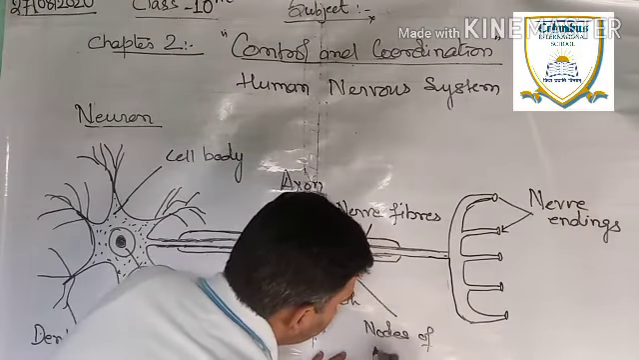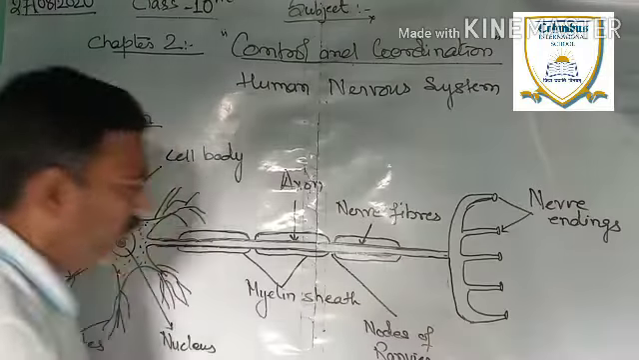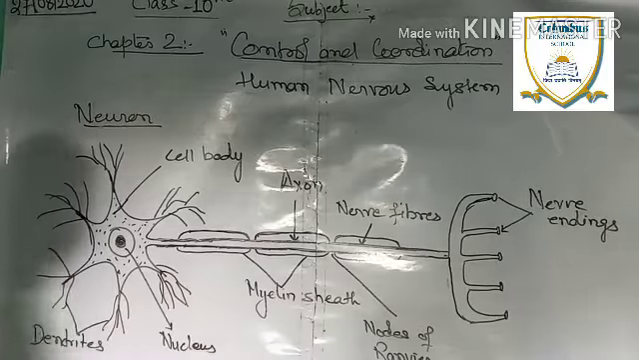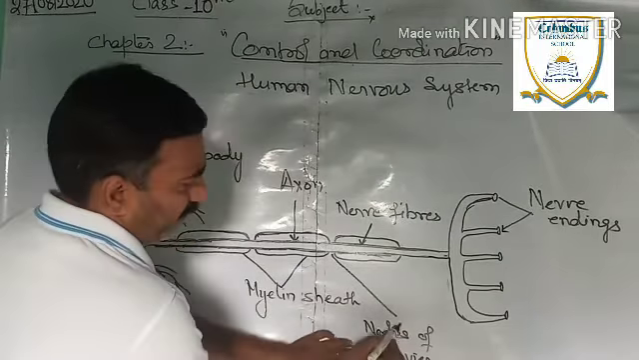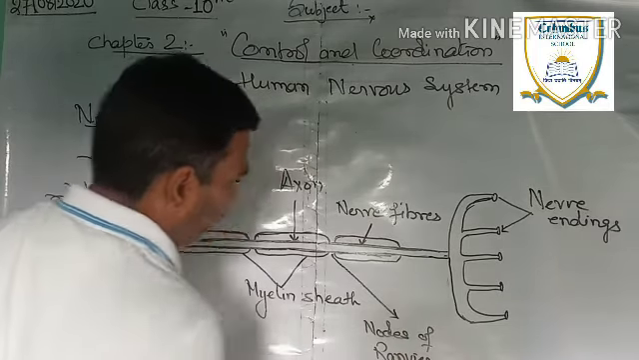nodes of Ranvier. You can remember by saying nodes of Ranvier. Okay, but this is only a technique to memorize or learn it. It is called nodes of Ranvier.